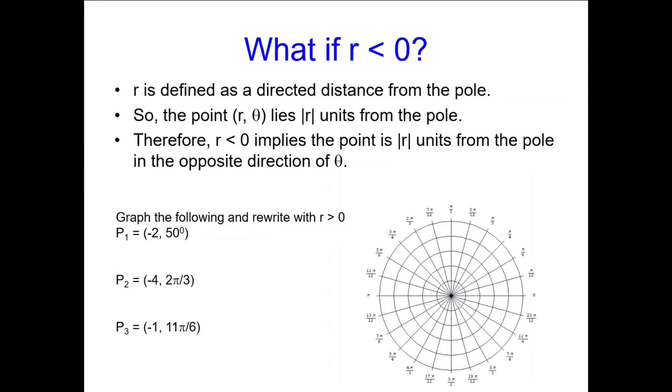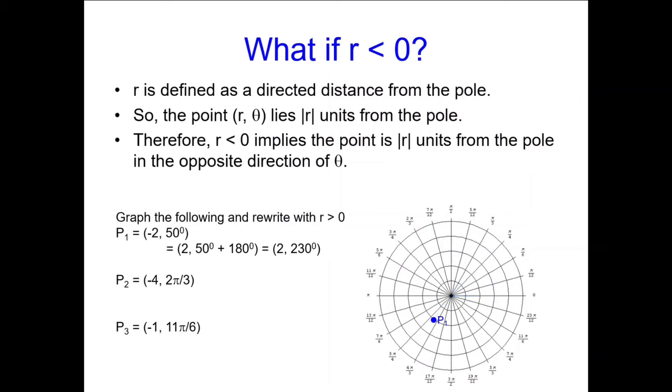So let's take a look at these. To do (-2, 50 degrees), the first thing I'll do is go to 50 degrees. But then I'm going to go exactly opposite from that, so 180 degrees from that, and plot my point. Now, one thing you can do is notice that means we're adding 180 degrees to that angle, so I could rewrite that point with a positive r value, but with the 230 degree angle.